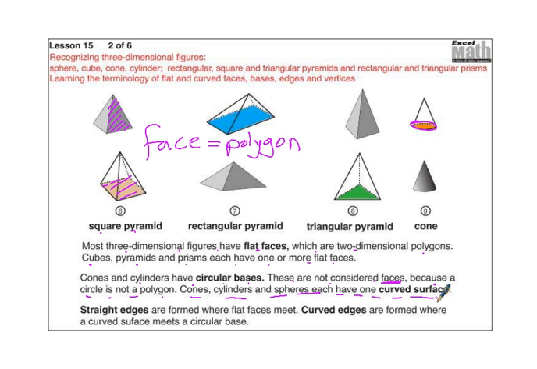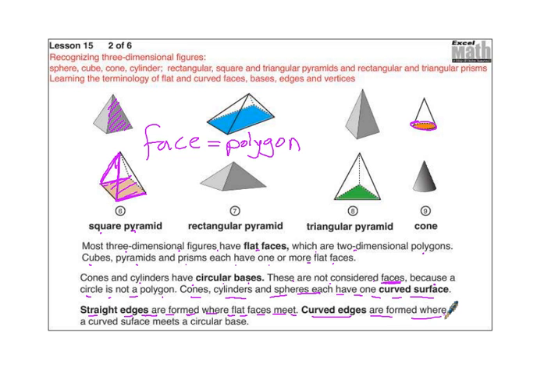It would probably tip over and fall off. That's going to be a curved surface. Straight edges are formed where flat faces meet. So on this square pyramid up here, a straight edge would be this line right here, or this line right here. Any of the lines that you see are considered to be straight edges.